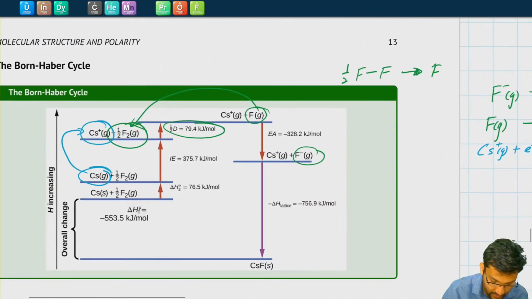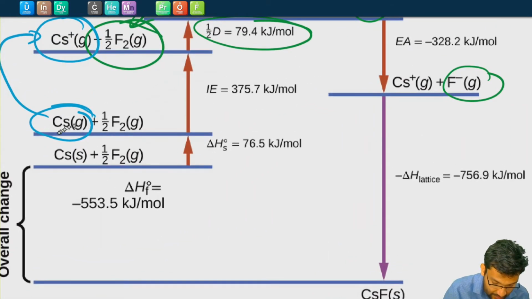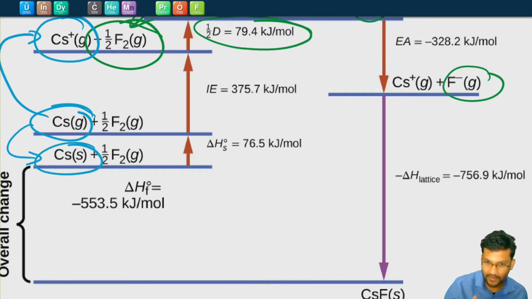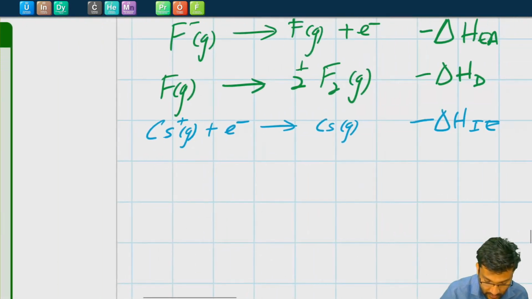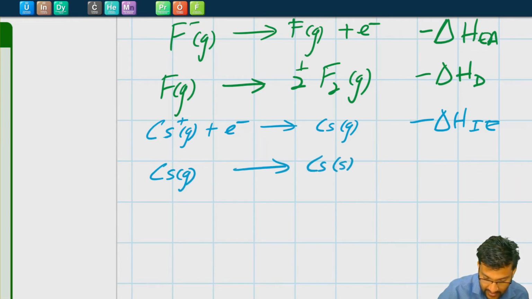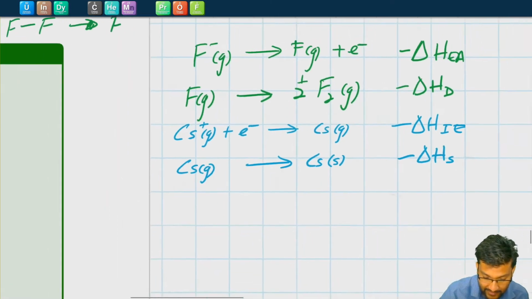All right, let's go one more step now. In this step, we went from cesium in the gas phase to cesium in the solid phase. Going from solid to gas, that's sublimation. You add some energy. So let's go backwards. We go backwards from cesium in the gas phase to cesium in the solid phase, and this is going to be negative the enthalpy of sublimation. That's why we have a little s there.